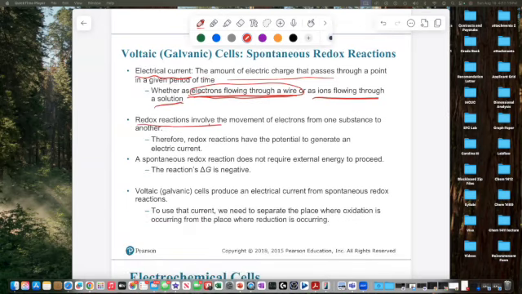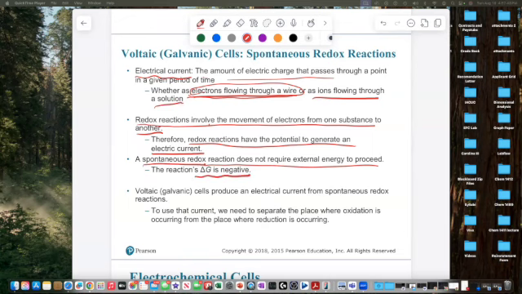So redox reactions involve the movement of electrons from one substance to the other. We've seen that it's usually from the oxidation side to the reduction side, right? And because of that, redox reactions have the ability, let's not overuse the word potential here, to generate electrical current. When you have a spontaneous redox reaction like the one we just looked at, it does not require the use of an external source of energy to proceed. Therefore, it's spontaneous. Therefore, delta G is negative, okay?